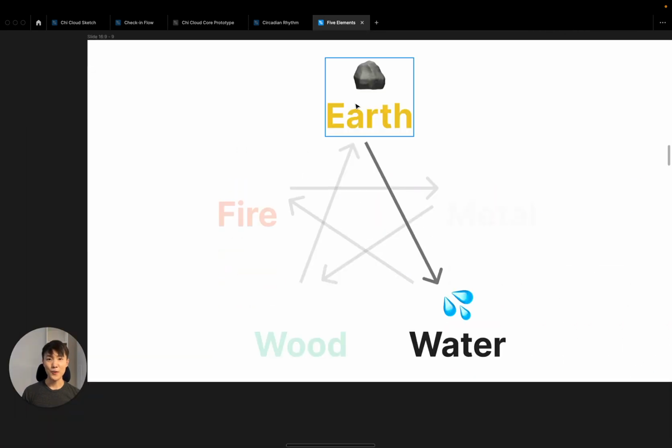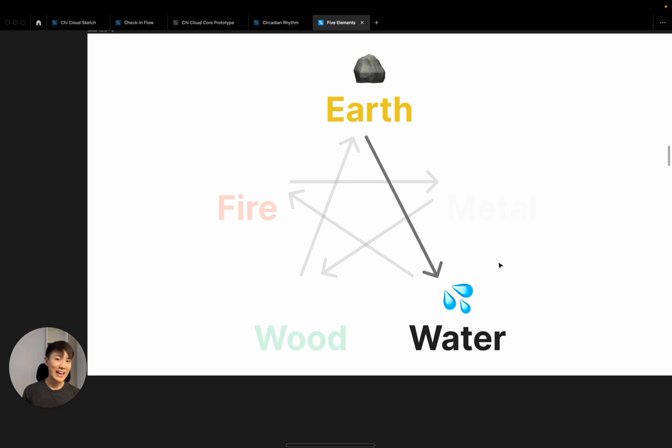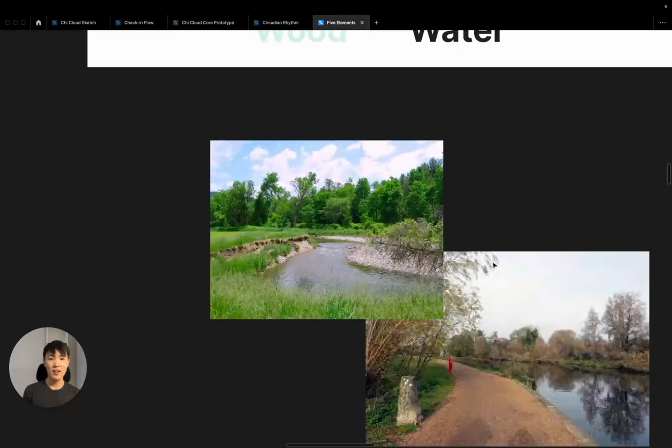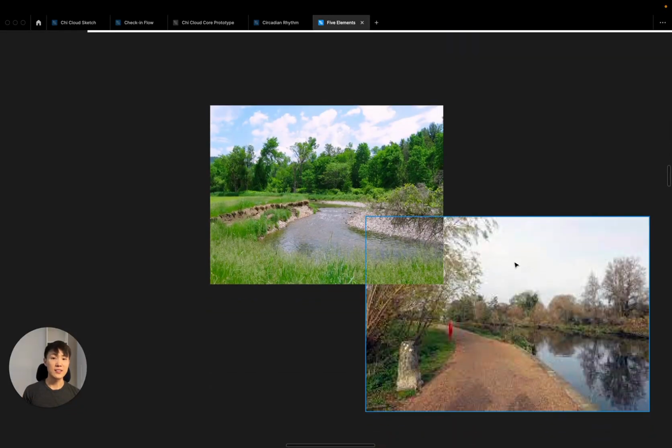Next, we have earth controlling water. Water naturally doesn't really have a path to flow, and it relies on the earth underneath it to know where it's going to go next. And so because earth dams the water and the water follows the path that earth creates, earth controls water.